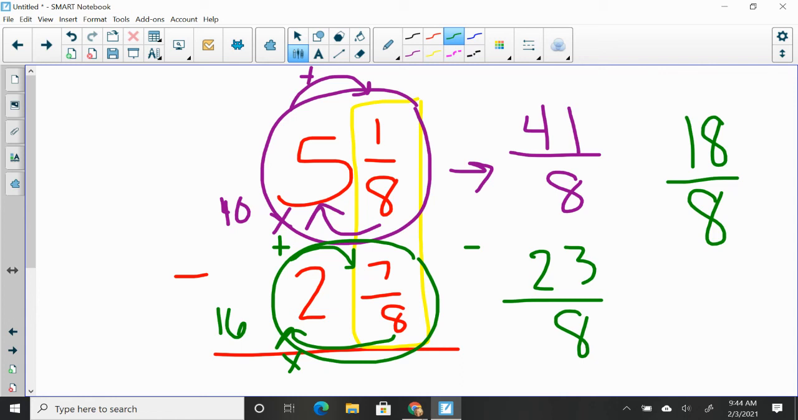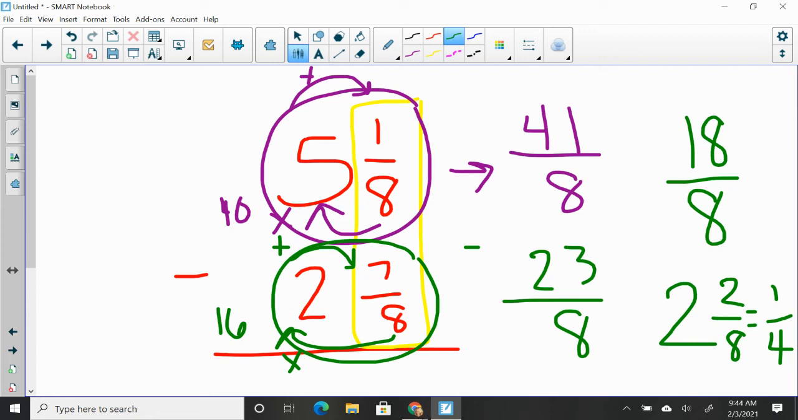2. Okay. 8, 16. So I have enough 8s to make 2 whole. And how many would I have left over? I would have 2 left over. And then I would have to simplify that to 1/4. So your answer is 2 and 1/4. Okay. So that's one way of doing that problem.